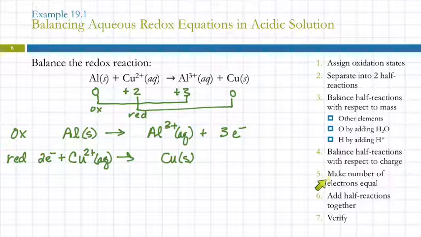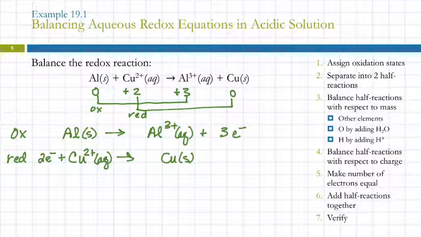So now step number 5, make the number of electrons equal. So I have 3 electrons here and 2 electrons there. I need to multiply each of these by something to get the same number. So we're looking for a least common multiple here. So that would be 6, right? I can multiply the 3 by 2 to get 6, and I multiply this one by 3, and I can get 6. So this is a balanced equation.